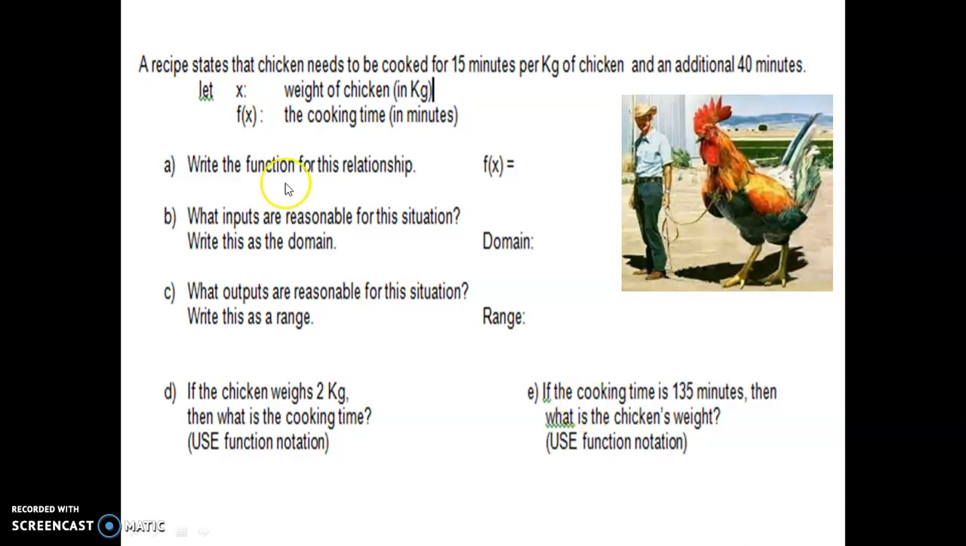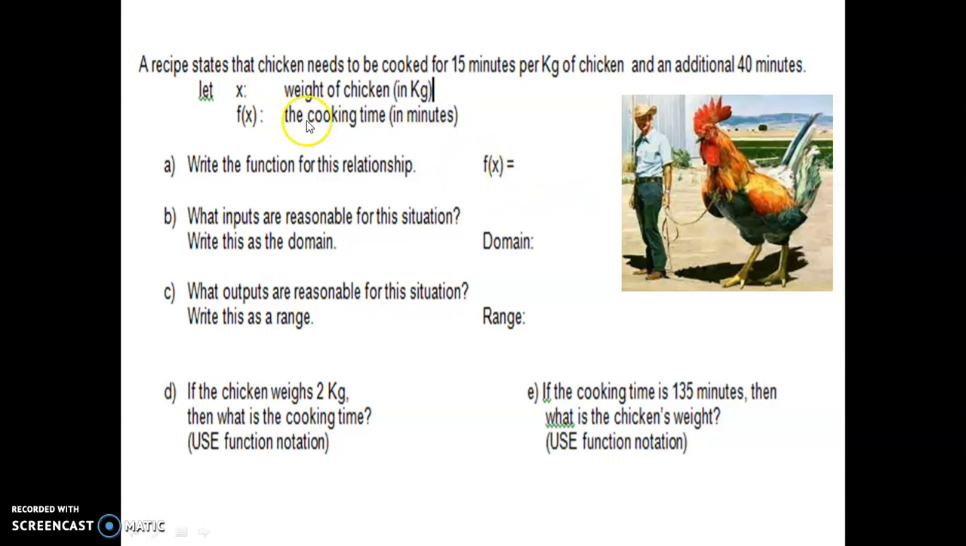Next one, we have a recipe that states that chicken needs to be cooked for 15 minutes per kilogram of chicken and an additional 40 minutes. So 40 minutes is the minimum cooking time, and then for every 1 kilogram that the chicken weighs, you have to add 15 more minutes to the cooking time. What do you think the function for that would be? Give it a try. What does the function look like?